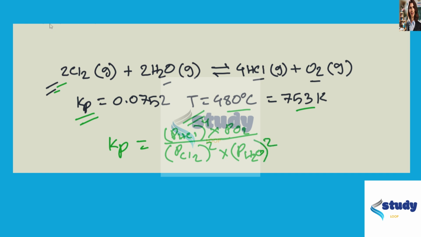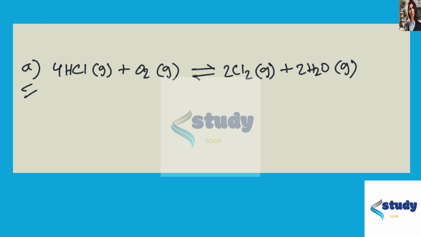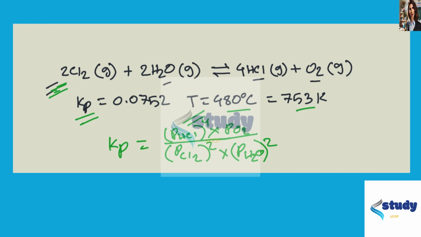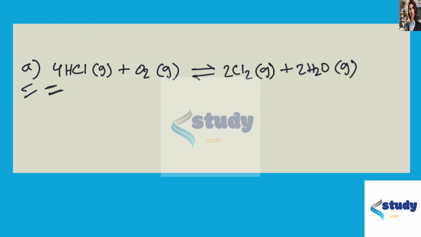Now in the first part of this problem, we have to find the Kp value for the reverse reaction of the reaction given. Here 2Cl2 and 2H2O are reacting to produce 4HCl and O2. In this reaction, 4HCl and O2 are reacting to produce 2Cl2 and 2H2O. And for such reactions, as we know, the Kp of a reverse reaction is basically the inverse of the Kp of the forward reaction.